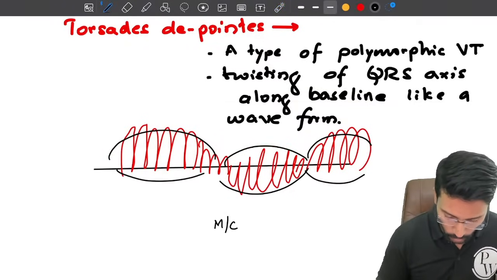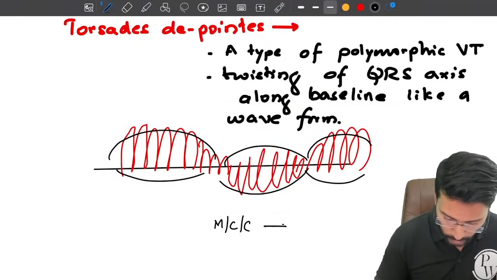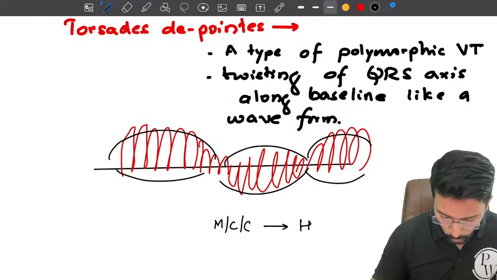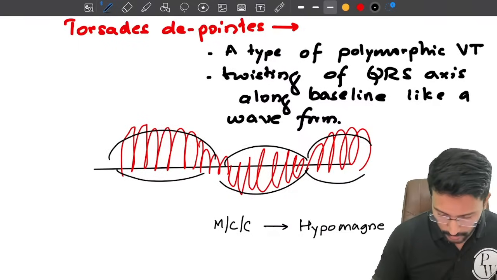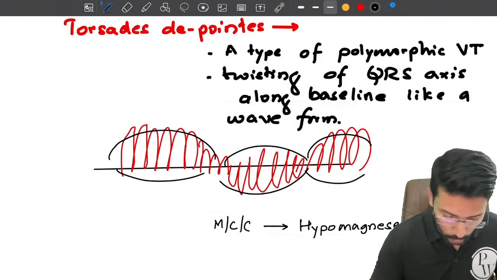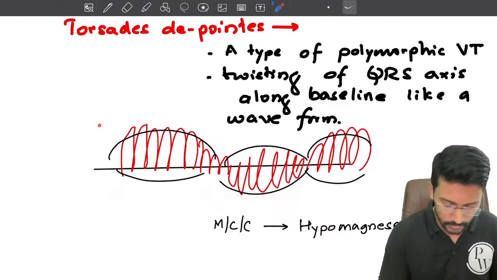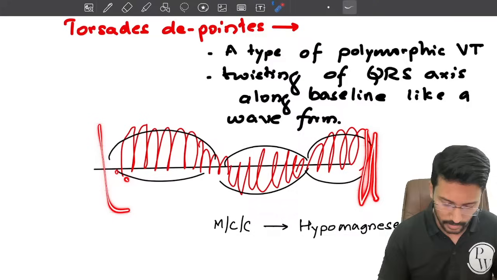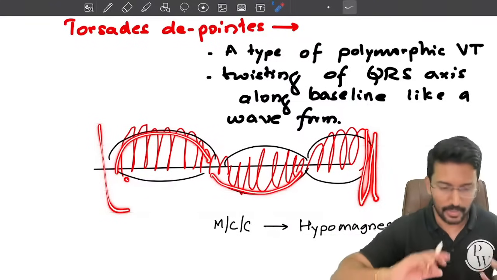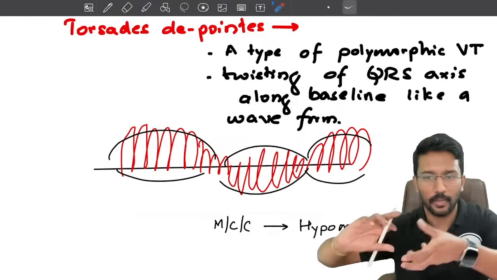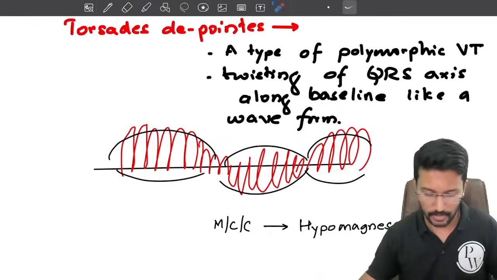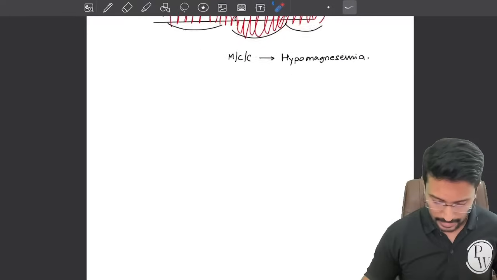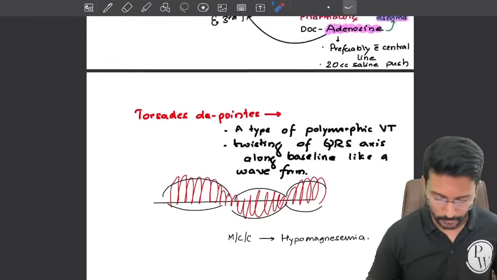And the most common cause for Torsades de Pointes is hypomagnesemia. Now this is not monomorphic VT because within one lead only all this is happening, not in different leads. Within one lead, amplitude is increasing, decreasing, and it looks like it is twisting around the baseline like a wave. Then we call it Torsades de Pointes. Okay.